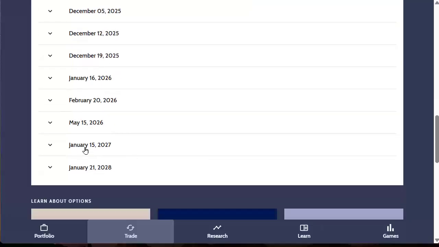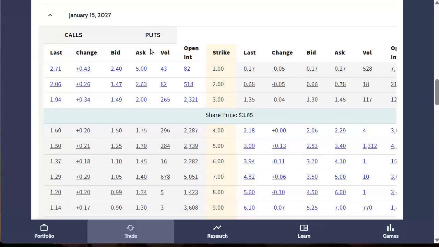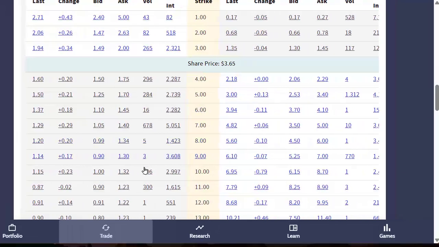Okay. So we're looking for January 27. We're going to look for a strike price of $10. And we're looking for calls, which is on the left-hand side, not the right-hand side. So $10. Let's see how much interest is in that already. It says there's almost 3,000 of interest in there. The price was $1.15. Okay. All of these should be the exact same link here, so it doesn't really matter which of these you click on, but make sure you're clicking on the left-hand side.